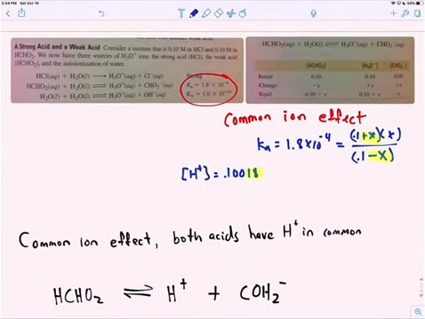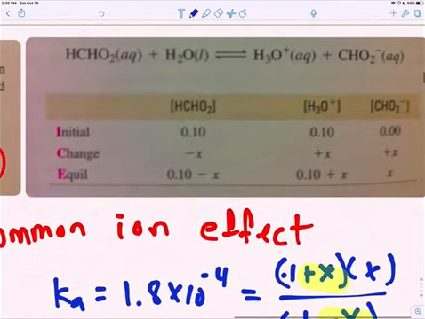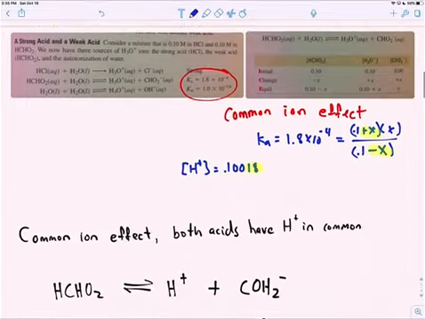Okay, so what about if we have a strong acid and a weak acid together? In this case, we have a mixture that's 0.1 molar hydrochloric acid and 0.1 molar formic acid. This is something known as the common ion effect. Meaning that when you write the initial, change, equilibrium for this, you include the 0.1 from the hydrochloric acid.